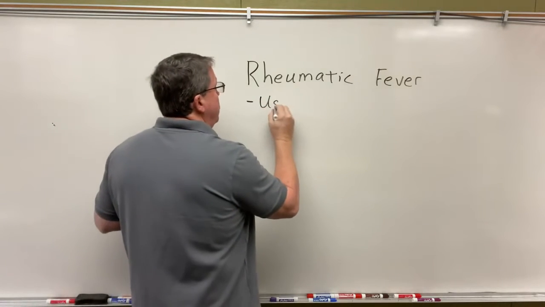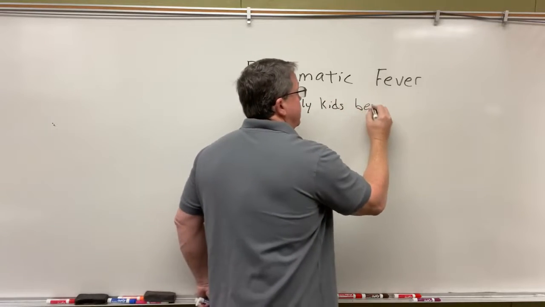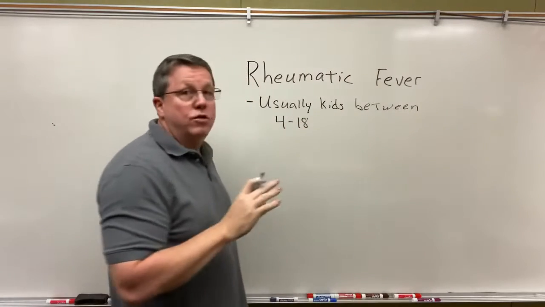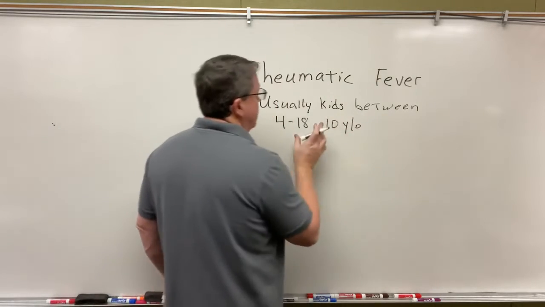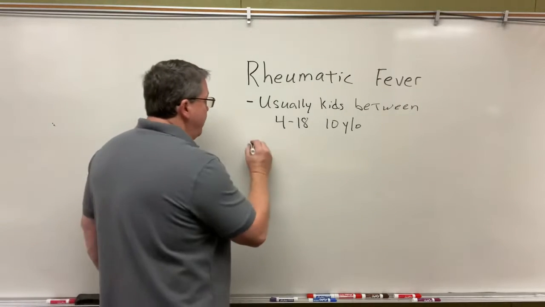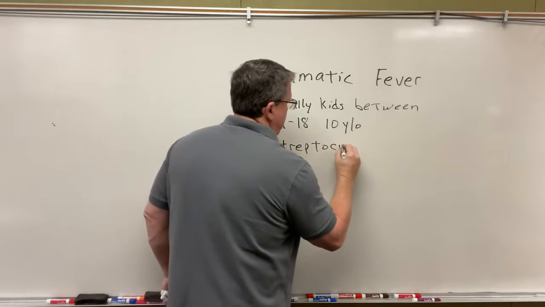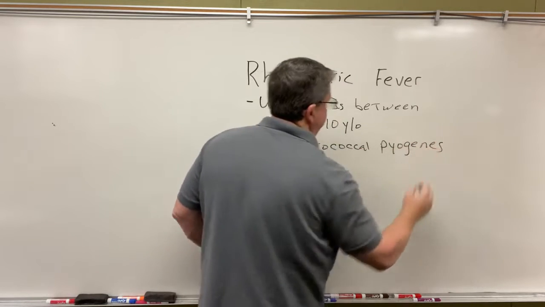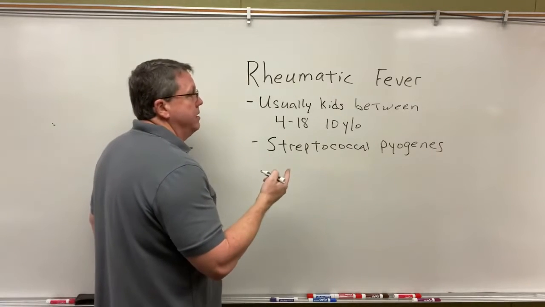Rheumatic fever usually is going to affect kids between the ages of 4 and 18 years old. Okay? The most common age for rheumatic fever to affect is in 10-year-olds. All right, so as you can see, it's usually a childhood disease, but adults can get it too. It's usually caused by strep, streptococcus pyogenes. Okay, so it's caused by strep, and it can affect different areas of the body.